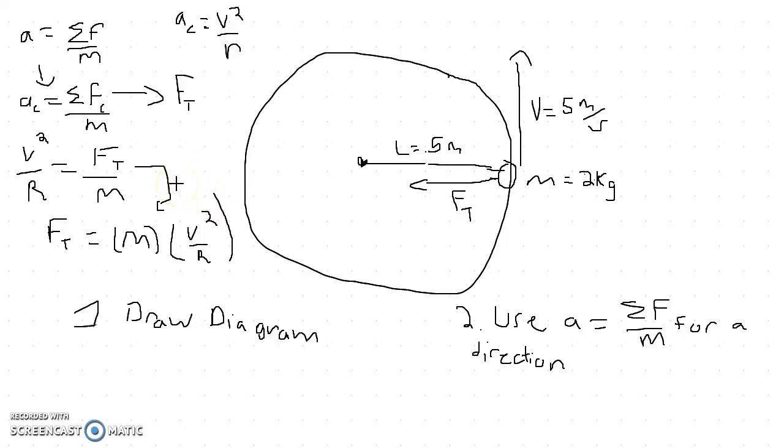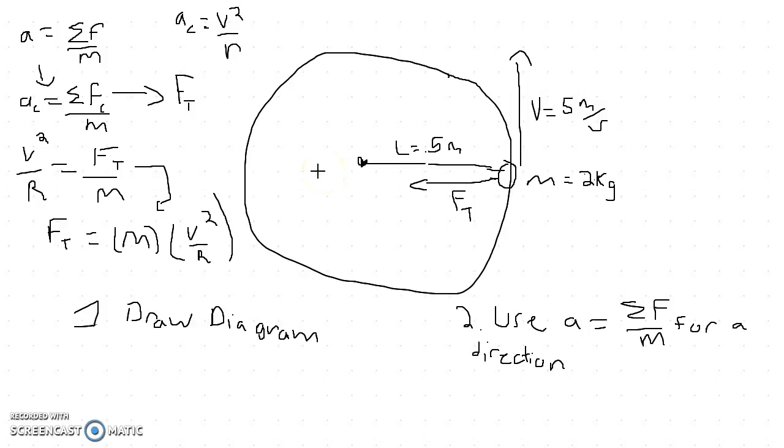This problem states that a 0.5 meter string is causing a ball with a mass of 2 kilograms to rotate in a circle on a frictionless table with a constant velocity of 5 meters per second, tracing out a perfect circle. And we are supposed to determine the centripetal force acting on the ball.